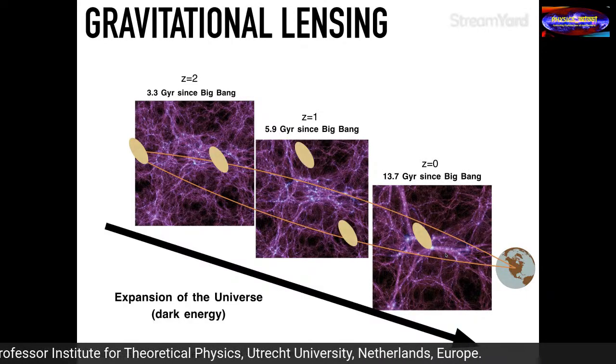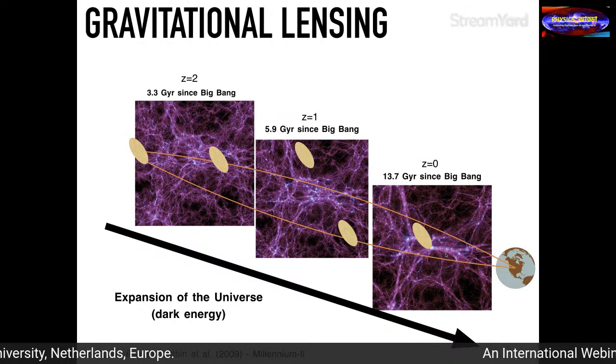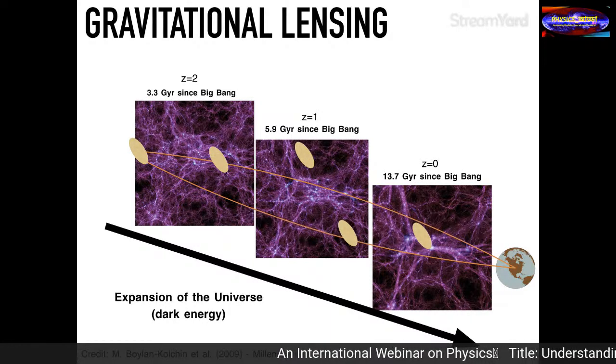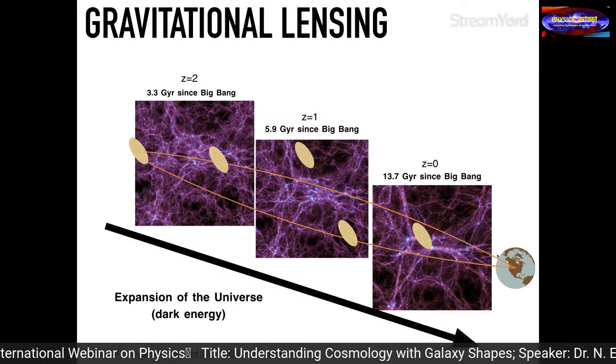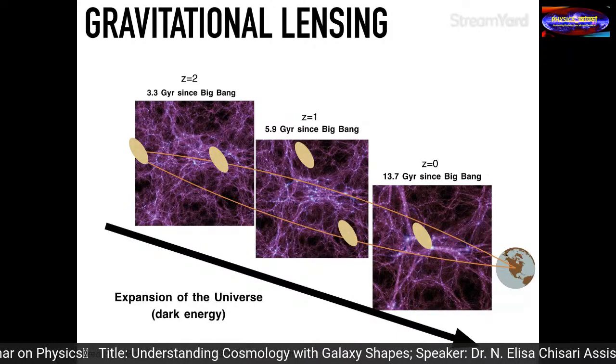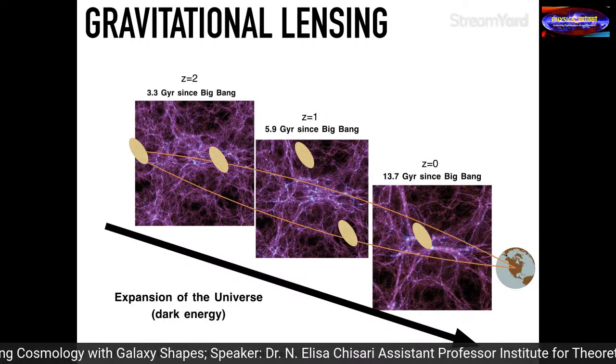So then we make big maps of the sky where we measure millions of galaxy shapes, and each one of these galaxy shapes will have these small distortions that will be caused by all the lenses that are in front of them and through which the light has to travel in order to get to our telescopes.